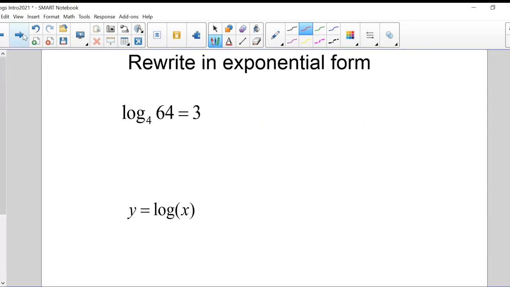If I gave you log form, and again, this is a statement of fact, that the log base 4 of 64 is 3, how could I write this in exponential form? What to the power of what is equal to what? That's what I'm asking. So 64 is equal to 4 to the power of 3, absolutely. Or I put it the other way around: 4 to the power of 3 is equal to 64. That again is just a statement of fact.